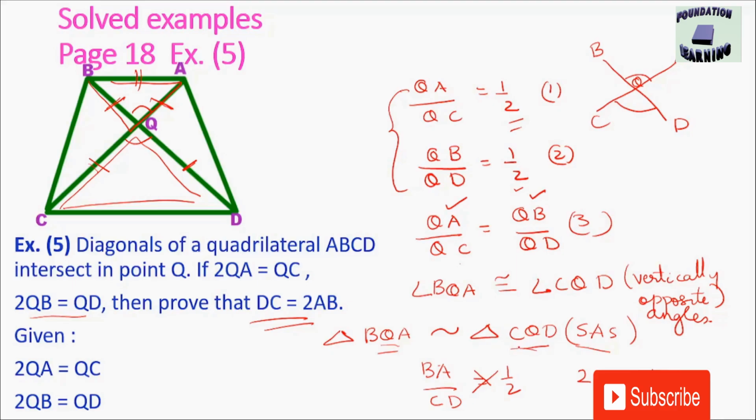When the triangles are similar, the corresponding sides are in proportion. So, what are the remaining sides which will be in proportion? BA is to CD. And what will be the same proportion? Because all will be equal, therefore its proportion will also be half. And when we cross multiply it, we get 2AB is equal to DC.